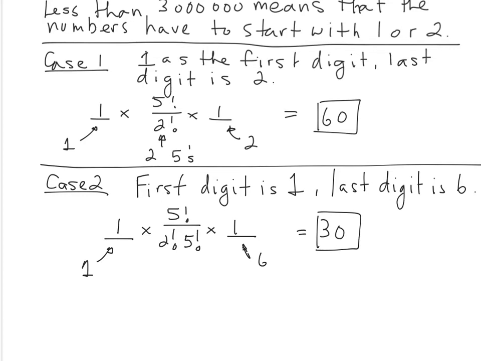Okay, so we did 1 and 2 at the end, and we did 1 and 6 at the end, and now we'll take a look at starting with 2 and ending with 2, and then starting with 2 and ending with 6. Okay, and those are really our 4 cases that we have.